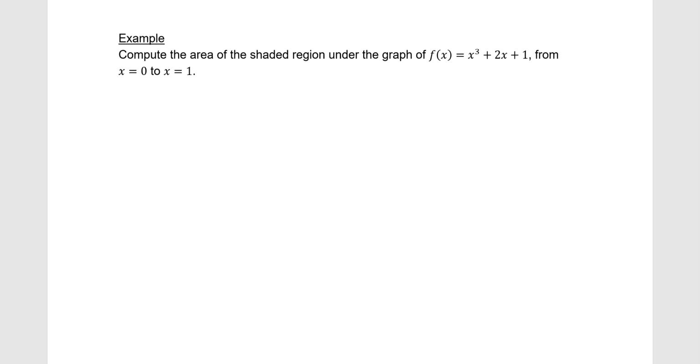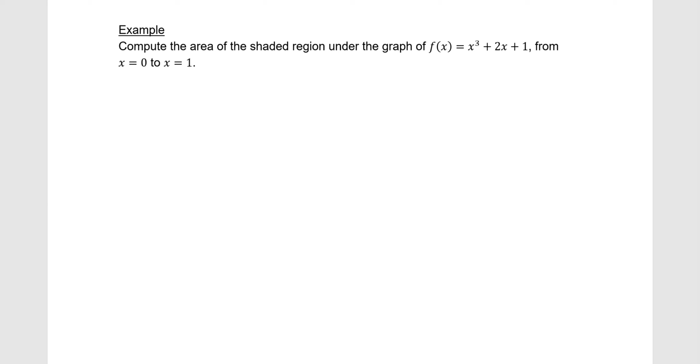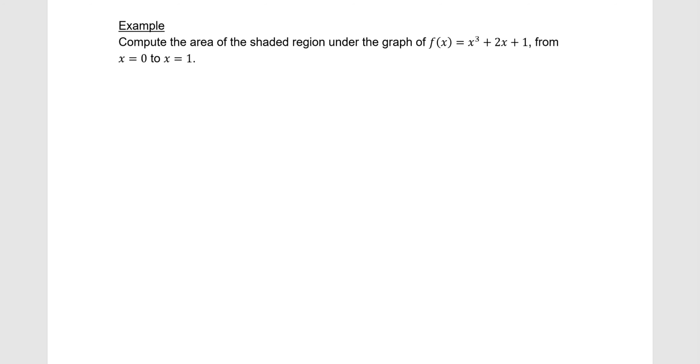Okay, next one, we want to compute the area of the shaded region under the graph of f of x equals x cubed plus 2x plus 1 from x equals 0 to x equals 1. So what does that mean? That means we are doing the integral from 0 to 1 of this function, and that will tell us the area under the region.